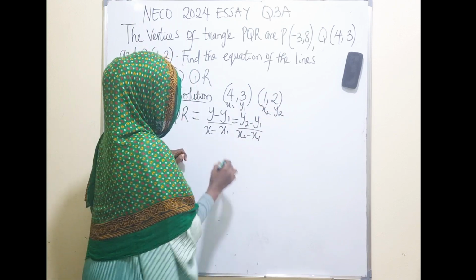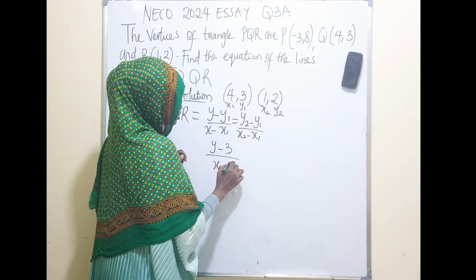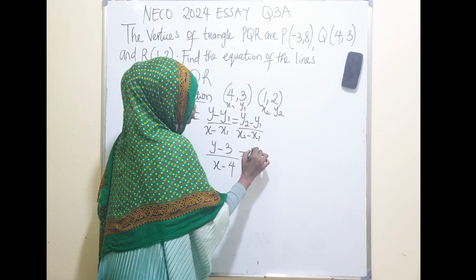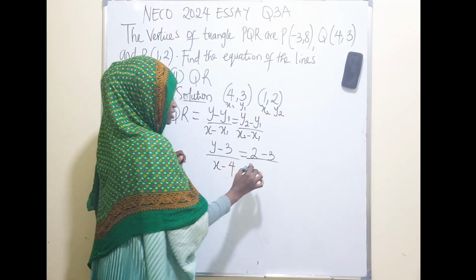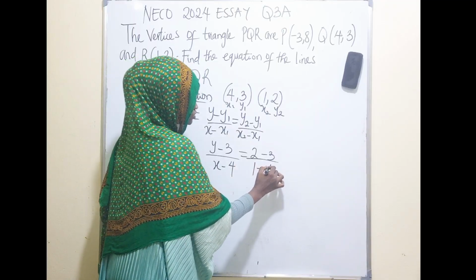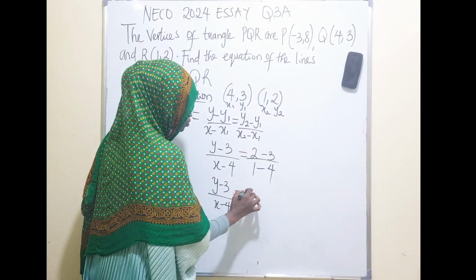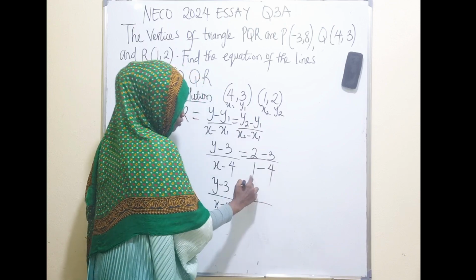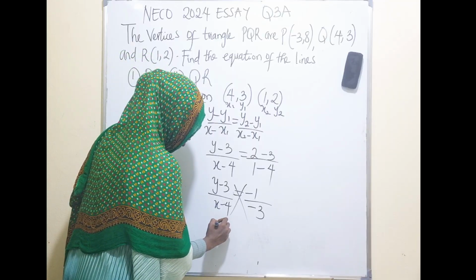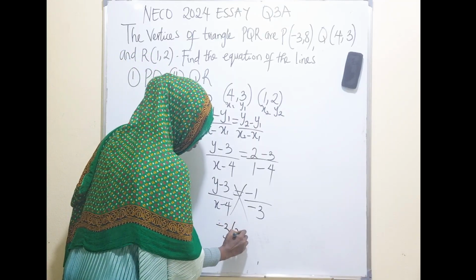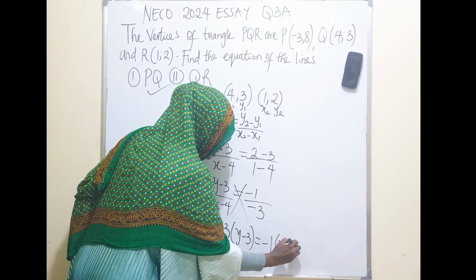Now let's substitute. So this becomes y minus y1, which is 3, over x minus x1, which is 4, is equal to y2 minus y1, y2 is 2, minus y1 is 3, all over x2 minus x1, x2 is 1, minus x1, which is 4. So let's simplify. We have y minus 3 over x minus 4 is equal to 2 minus 3 gives us -1 over 1 minus 4 gives us -3. Cross multiply, we're going to be having -3 multiplied by y minus 3 is equal to -1 multiplied by x minus 4.